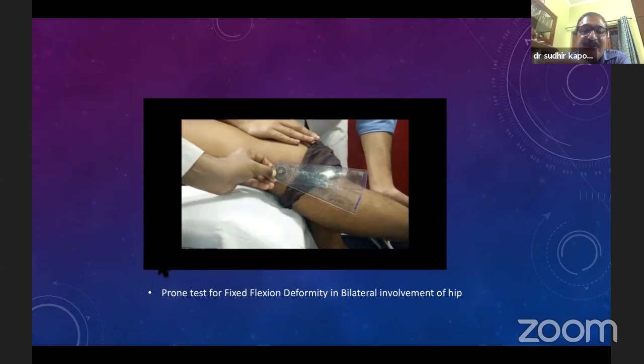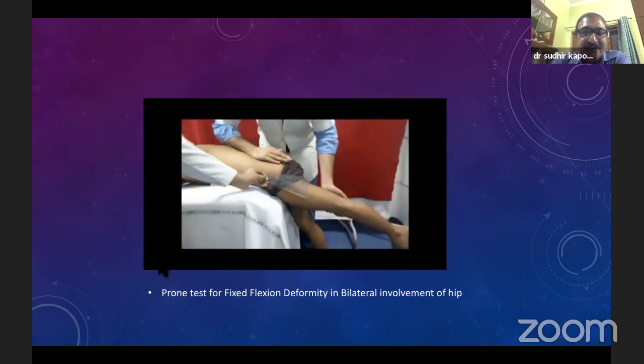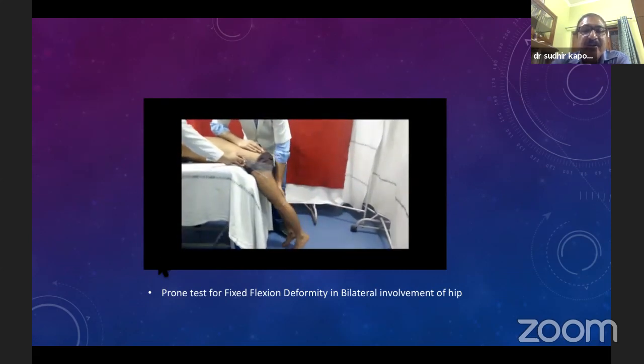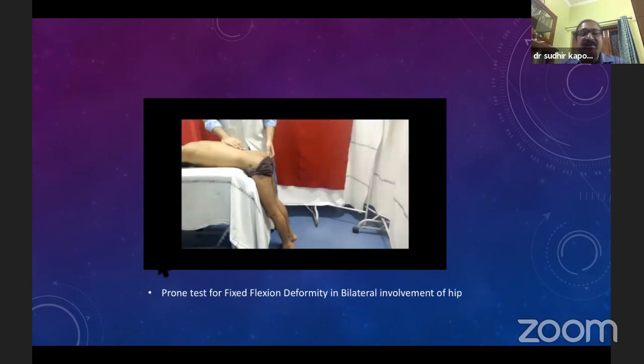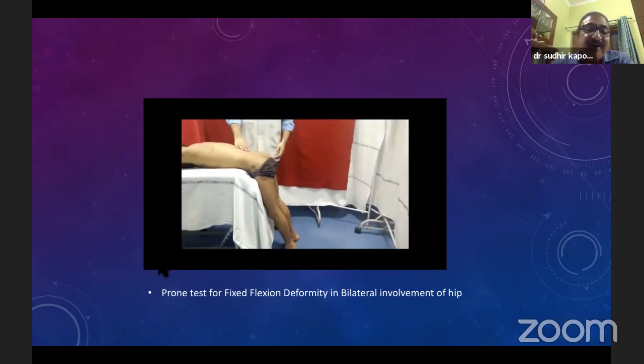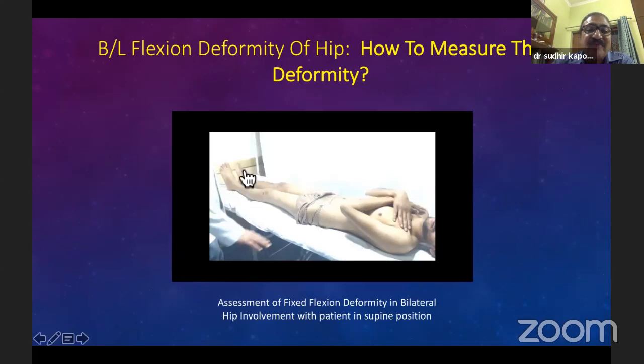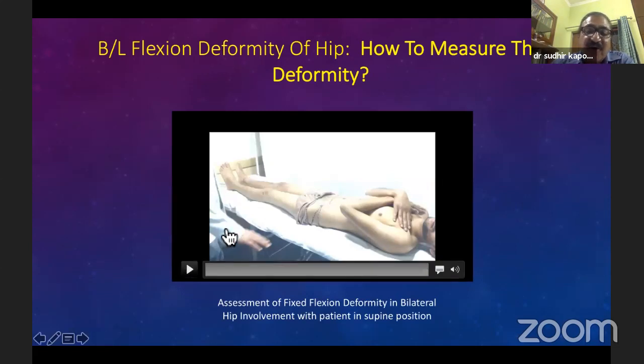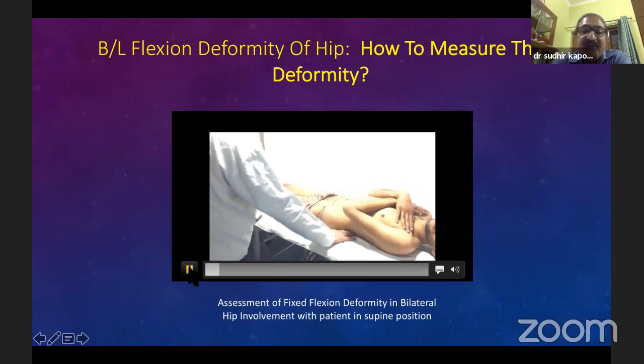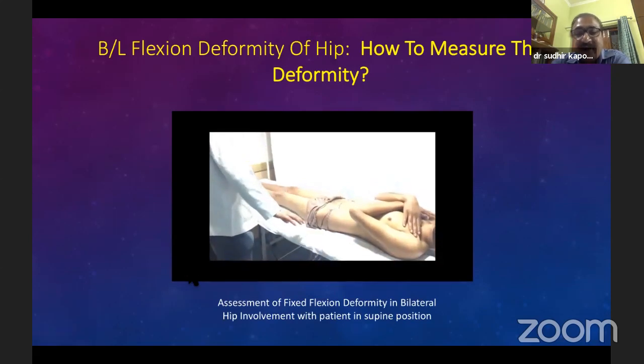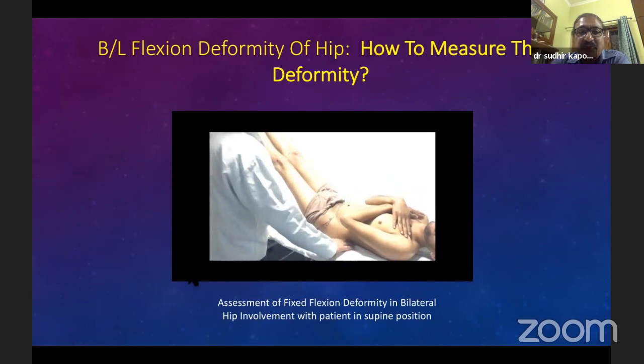The same thing is repeated on the other side. Now this method sometimes becomes impractical if the patient happens to be an adult and heavy. In that situation, I think I have described a new method of testing flexion deformity of the hip joint in cases of bilateral hip involvement. I have not found this method in the literature, and I feel that I'm the first person to describe it.